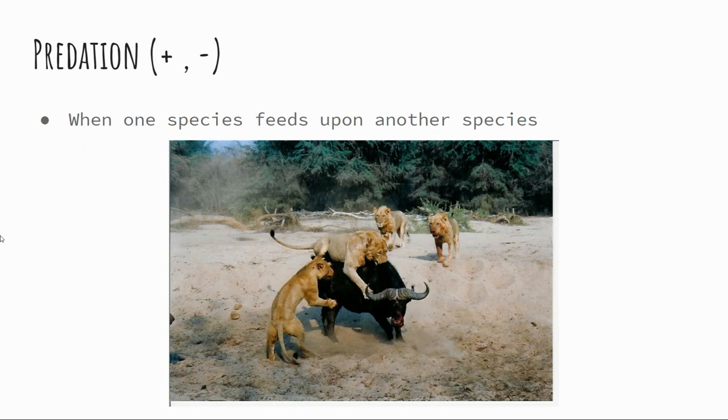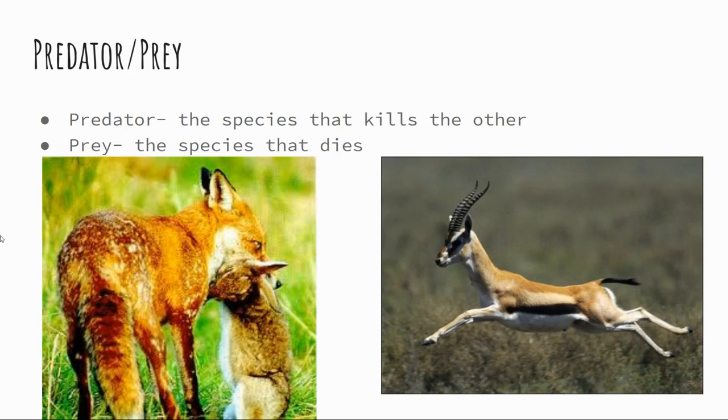Predation, we said it's different than parasitism, and this is when one organism kills and feeds upon another species. So one organism is going to be benefited and the other organism is not. Predator-prey relationship. So a predator is the species that is doing the killing, and the prey is the species that is going to die.